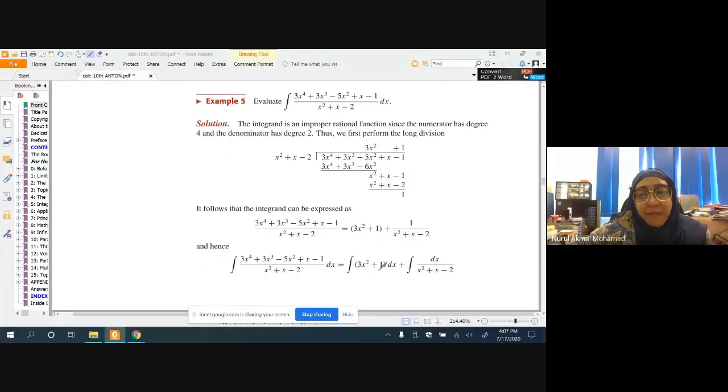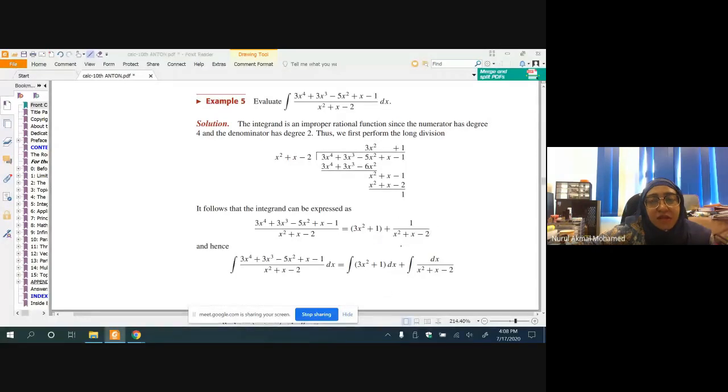In order to get A and B and so on. And after that, you can easily integrate. The end purpose is to integrate. We want to reduce this integrand so that it is easy for us to integrate. But then we notice that this is an improper integral. Because it is improper, you have to do long division.